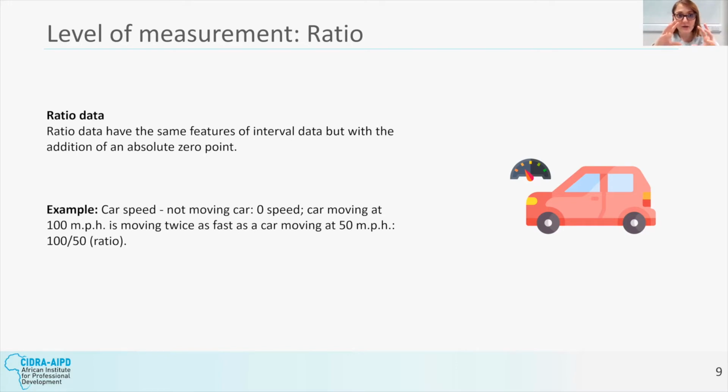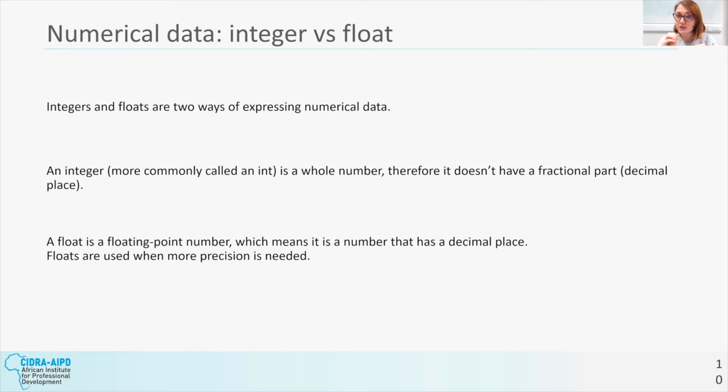So now that we have an idea of how data are measured, we can go into the minutiae and try to understand how numerical data can also be expressed. They can be expressed by using integers, so whole numbers, or floats. Float numbers are numbers which have a fractional part, so they have a decimal point, and in general they are more precise. They can give you more detail, more granular information about data.